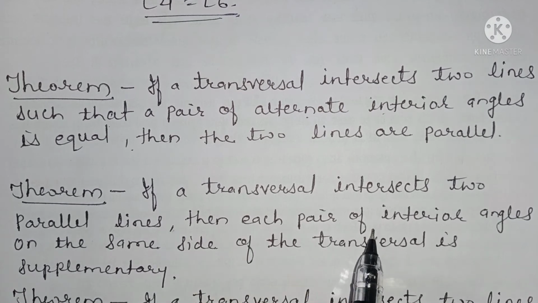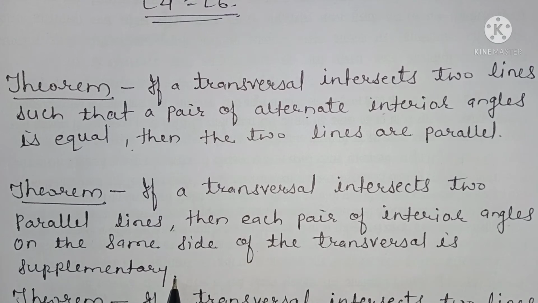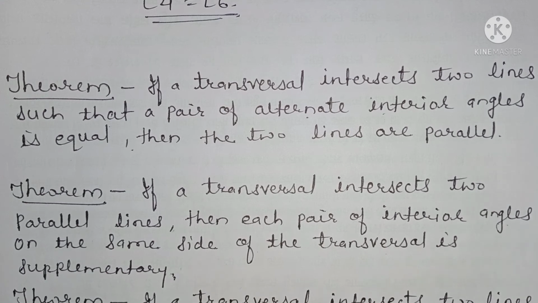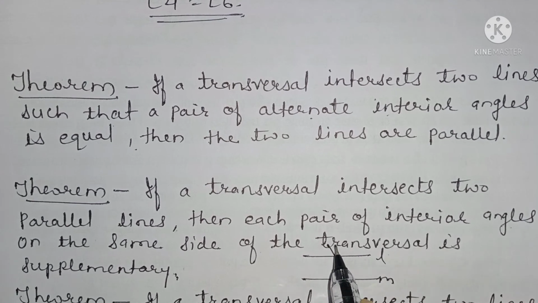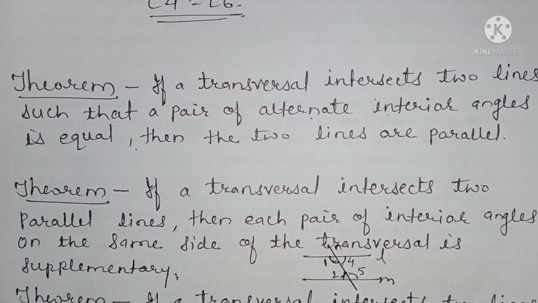Now the next theorem: if a transversal intersects two parallel lines, then each pair of interior angles on the same side of the transversal is supplementary. What does it mean? Supplementary means 180 degrees. Which angles? Interior angles, co-interior angles as we call them, or angles on the same side of the transversal, they will be how many degrees? 180 degrees. Okay, suppose line L and line M are parallel and this is a transversal, suppose this is line N. Then co-interior angles on the same side of the transversal, these two angles, angle 1 and angle 2, are equal to 180 degrees. 1 plus 2 is supplementary, meaning 180 degrees. And similarly any interior angles on this side, suppose this is angle 4 and 5, then angle 4 plus 5 is also 180 degrees.